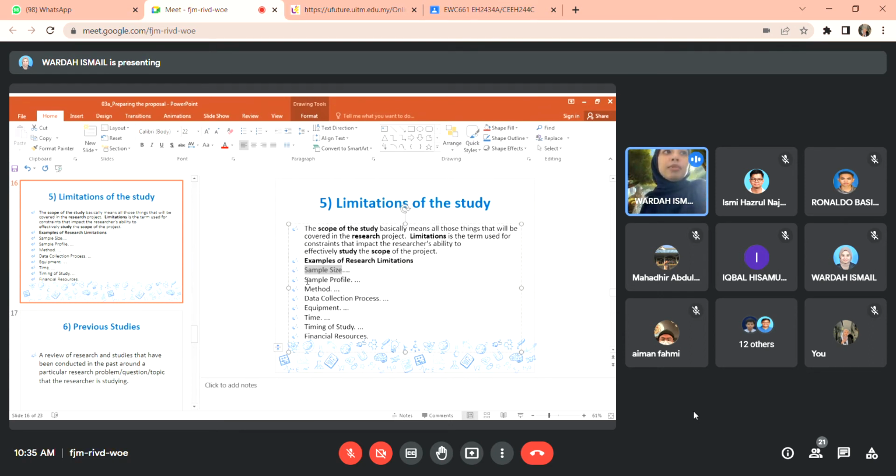You boleh tengok in terms of profile, method yang for example, you punya masa to conduct the study is very short. So in terms of the duration of the research tu not effective, okay? Or the data collection process, you will only provide questionnaires, you will not do any interviews. So limit in terms of data collection process, in terms of equipment, in terms of timing of study, financial resources, okay? Anything, any possible limitations, you can write in your limitations of the study, okay?